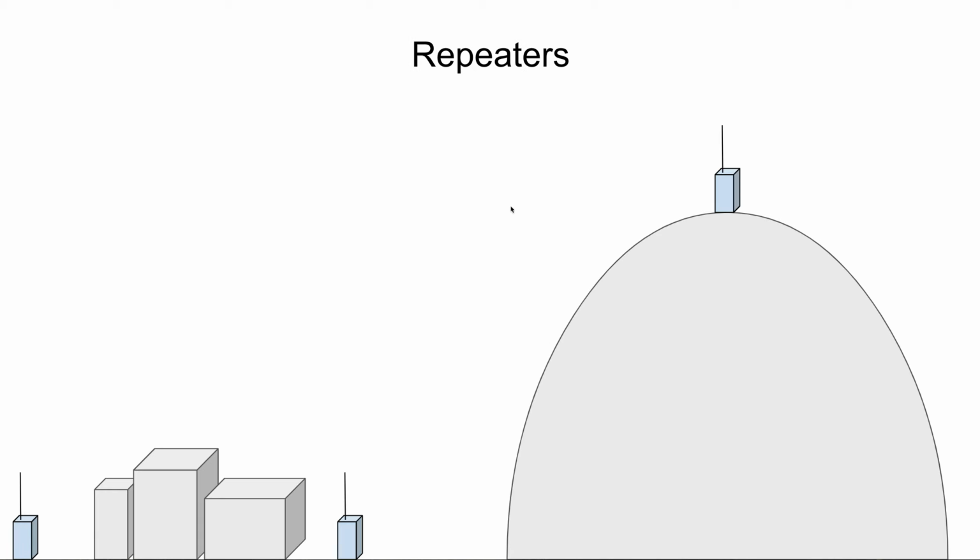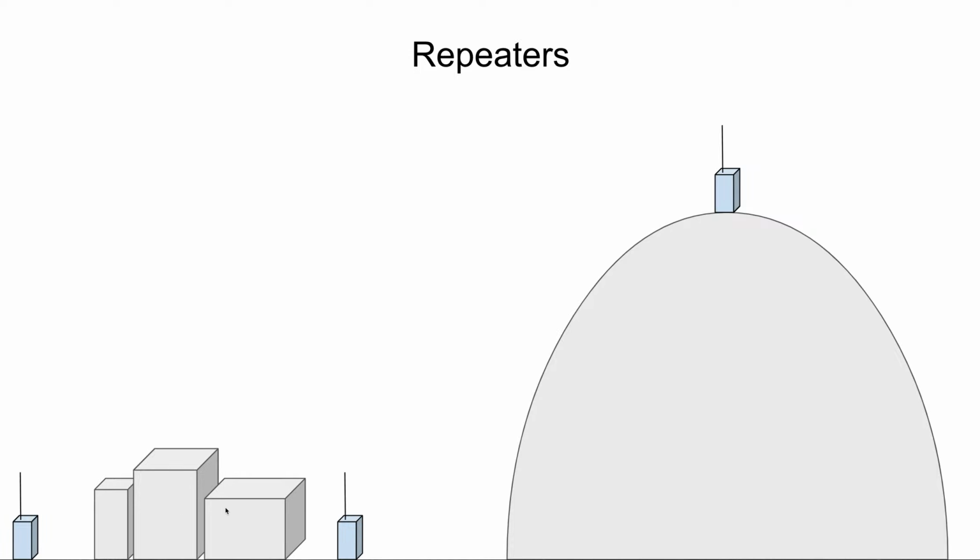Now we move on to the topic of repeaters. Repeaters are just stations that retransmit or rebroadcast everything they hear. But because VHF and UHF signals require line of sight, the higher the station, the further the signal will travel. And that's why repeaters are usually on top of a high hill or a mountain.